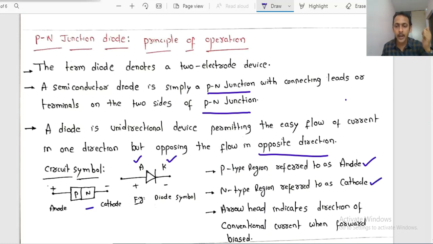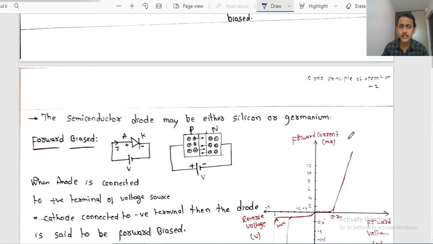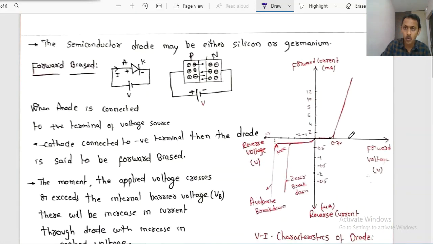Whereas the arrowhead indicates the direction of conventional current when the diode is forward bias. Of course, it is made up of a semiconducting material. Most of the time, it is either silicon or germanium. Silicon or germanium are the semiconducting materials used in a diode. Now, if you observe, A indicates anode, K is a cathode.